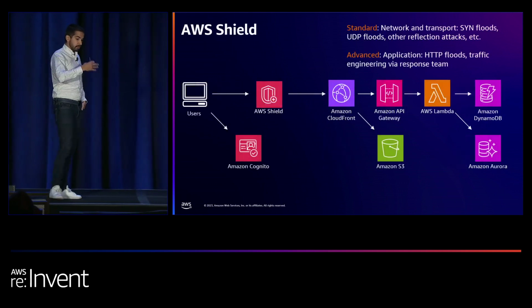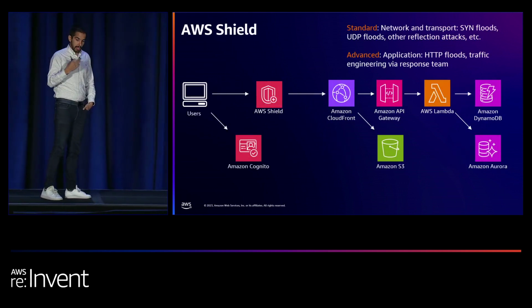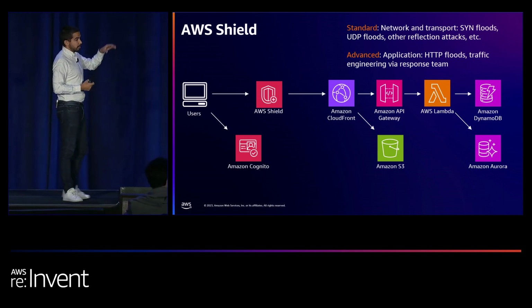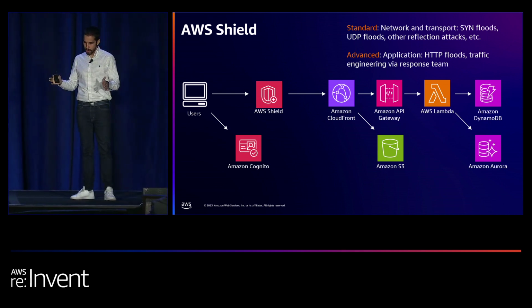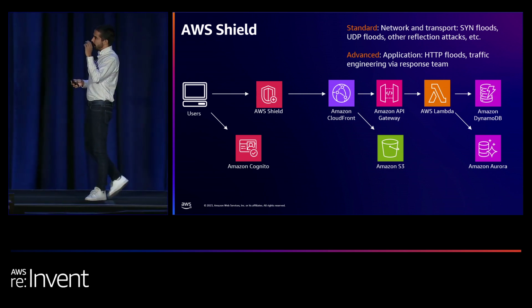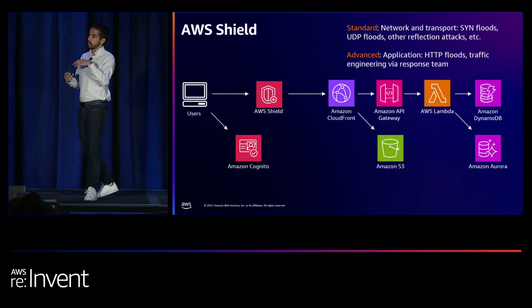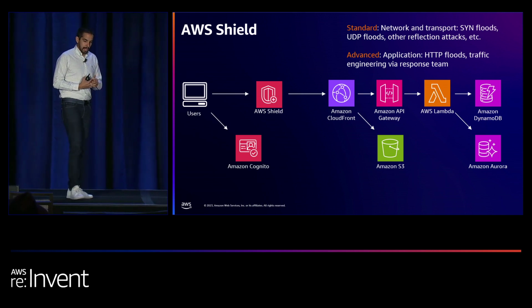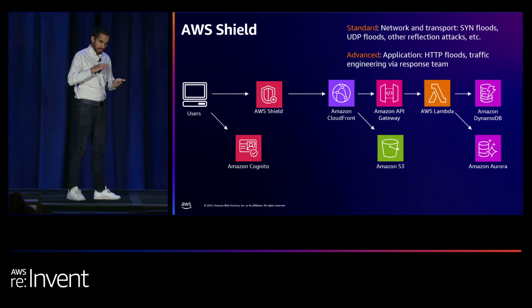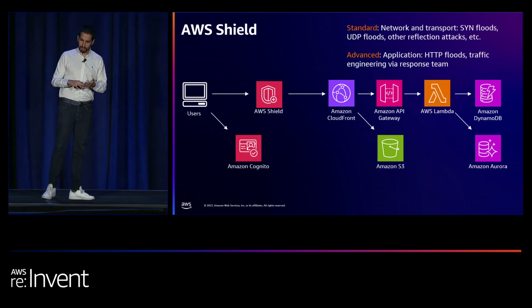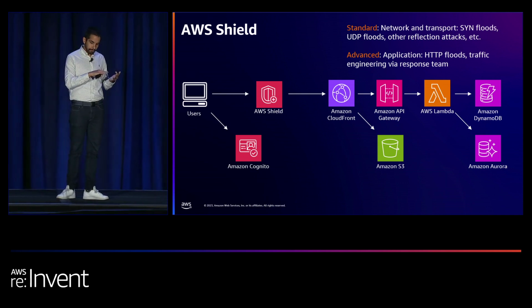So some good news. All AWS customers benefit from the automatic protections of AWS Shield Standard by default in all AWS regions at no additional cost. So AWS Shield Standard is for DDoS protection, but it's only focusing on common network and transport layer DDoS attacks, such things like SYN floods, UDP floods, and some of those other reflection attacks.